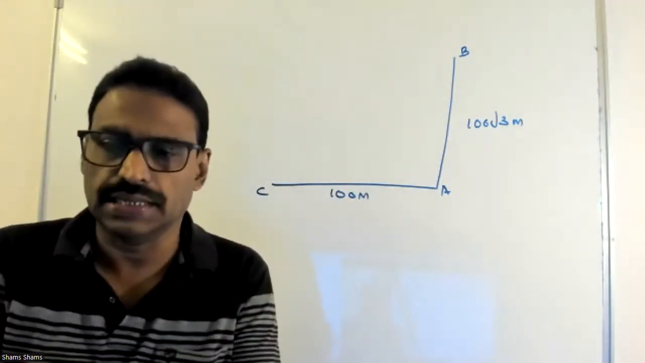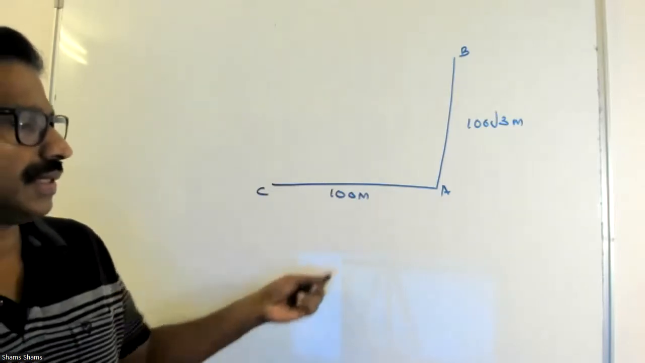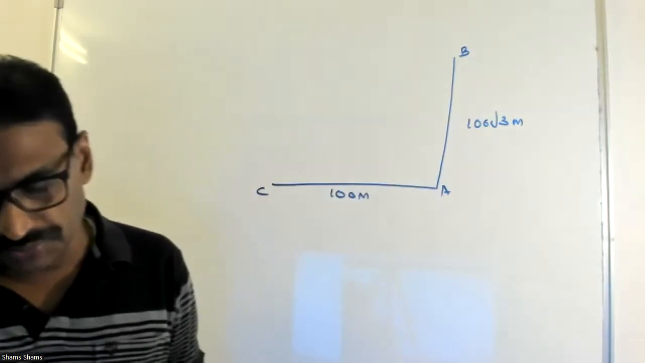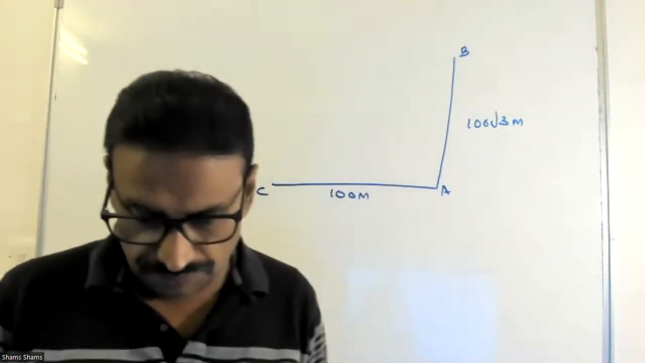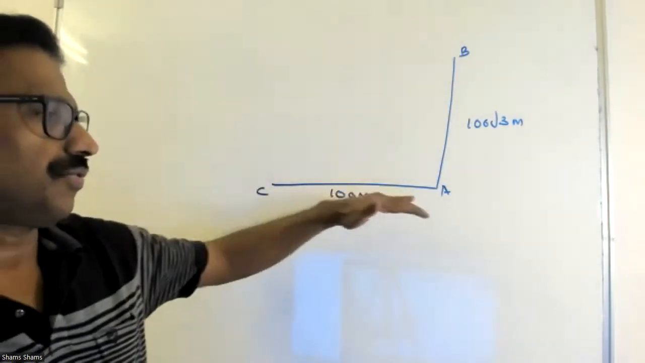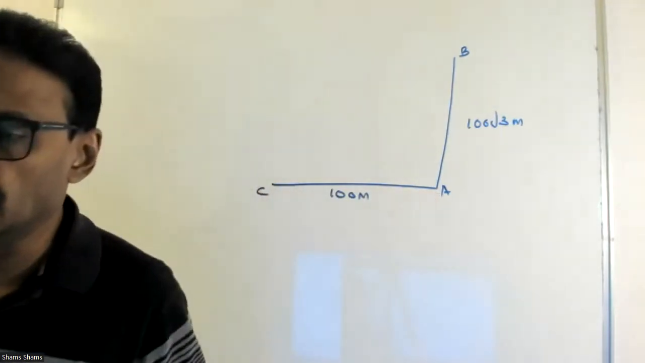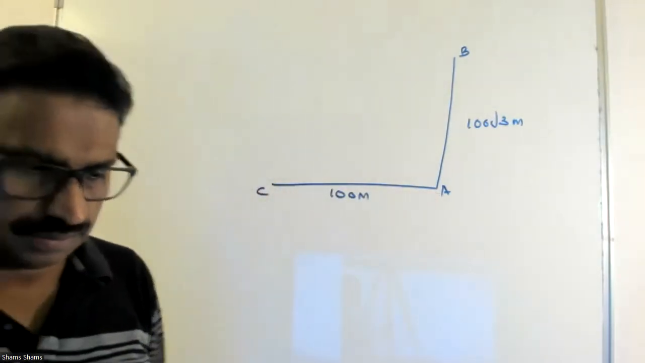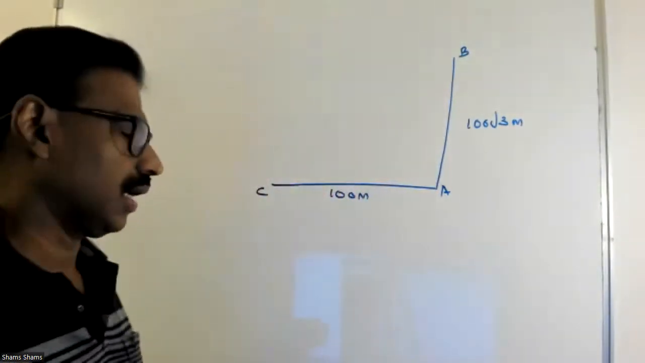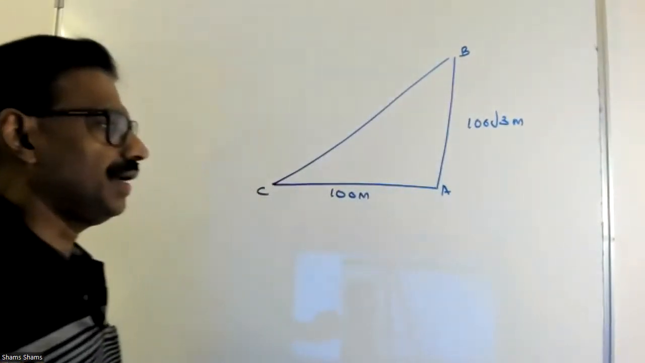The angle of elevation. Listen. Question is what? A tower is 100 root 3 meter height. Find the angle of elevation of the top of the tower from a point which is 100 meters away from the foot of the tower. Question clear or not? Yes, sir. Okay. Now, angle of elevation means this one. Now we have to find this angle.